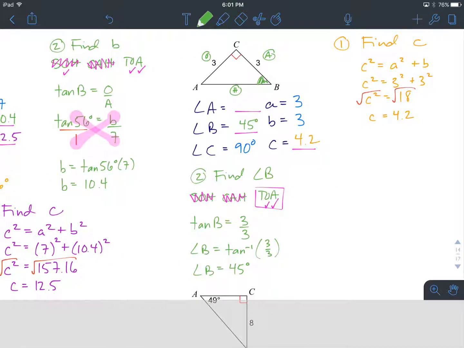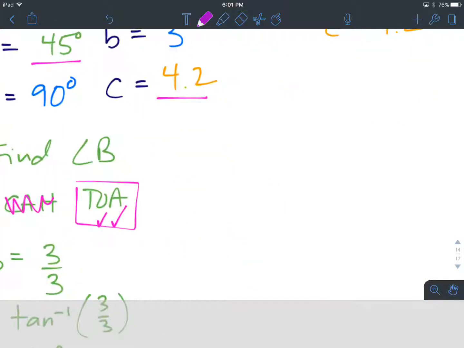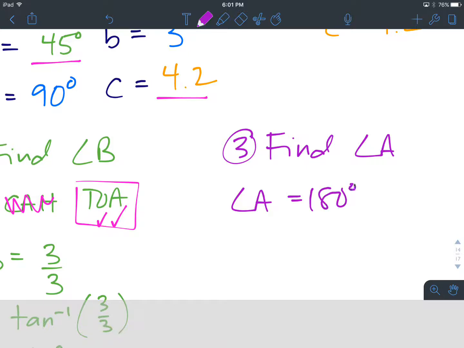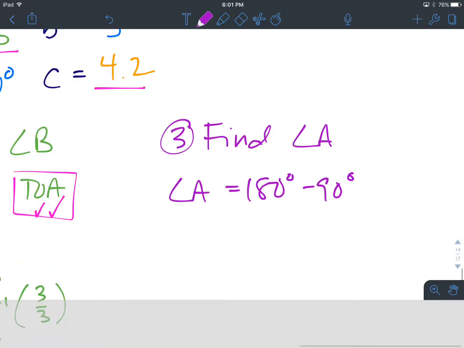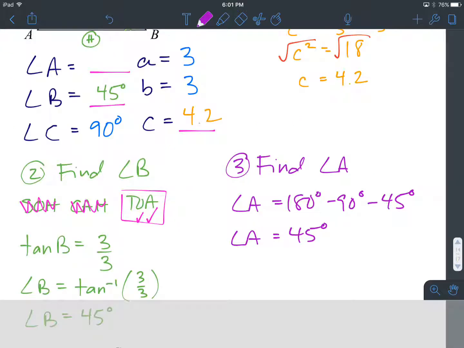The last thing we want to do is go get that final angle. And if you've already got 2 angles and you're after the third, I always recommend using the sum of interior angles, which says that angle A will equal 180 degrees minus the 90 degrees minus the 45 degrees we just found. Angle A then will equal also 45 degrees. And I'm going to put that in the table.